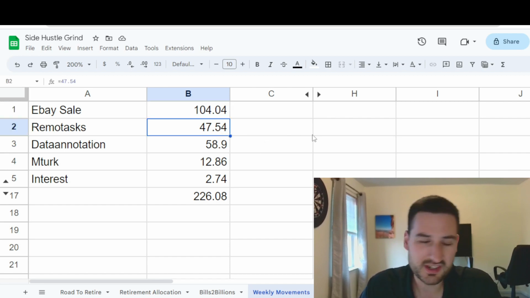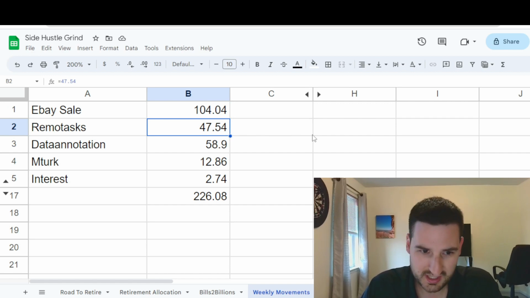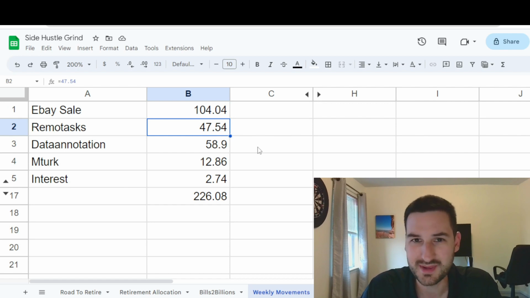Remote task, $47. You're not going to see much more or anything at Remote Task. That was two referrals and just some messing around I did with another account. I don't think it's going to work out. So yeah, Remote Task. I've done so many videos on that already saying it's probably over. We'll see, but it probably is.